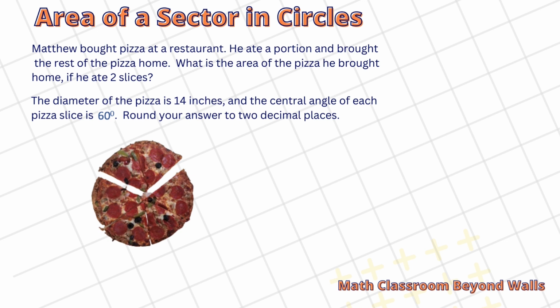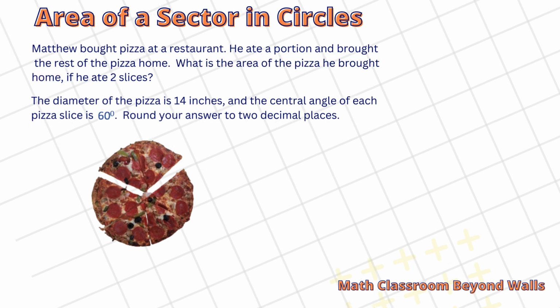Okay, have you read the problem? After reading, we'll learn that we are to solve for the area of the pizza that Matthew brought home. Let us first label our drawing using the given information. Each slice has a central angle or angle sector of 60 degrees. The diameter is 14 inches. There you are. Our drawing is labeled. Looking at the figure closely, the pizza is cut into 6 slices. Matthew ate 2 slices, so he brought home 4 slices, right?